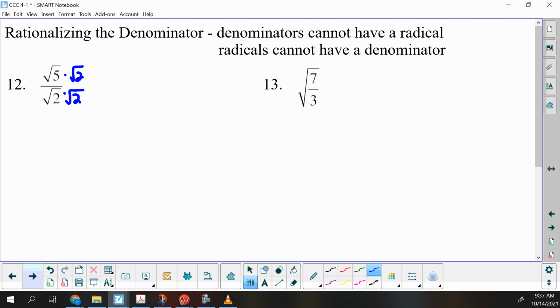The reason we can do that is if you multiply both numerator and denominator by something, it does not change the value of it because you're really multiplying by a fancy version of 1.